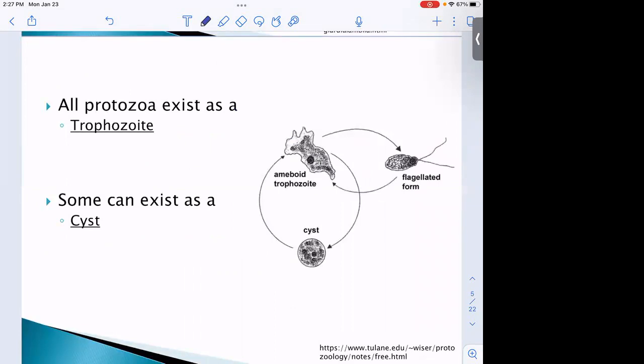A lot of protozoa have very complicated life cycles. So we'll see that when we look at malaria. But there's a couple things that we could say they all have in common. All protozoa are going to exist as a trophozoite. And that just means a motile feeding stage.